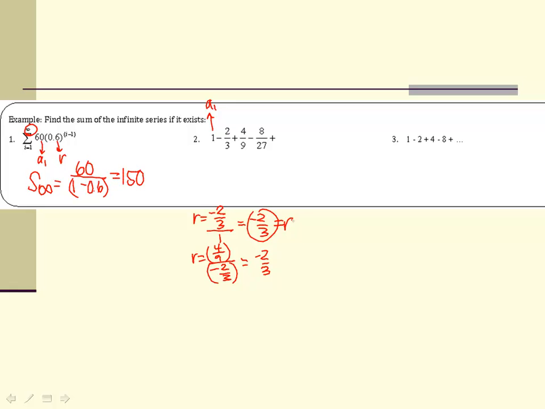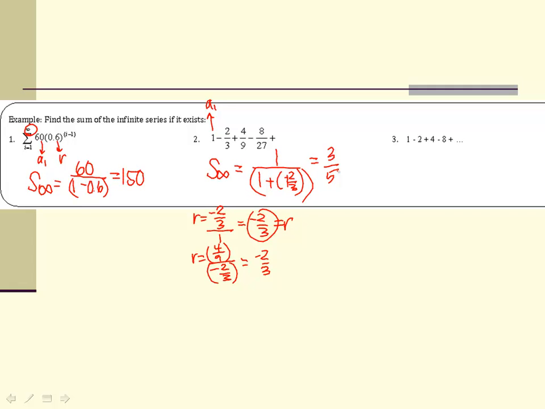And since I know the value of r, I'm looking at this value. This is -0.6 repeating. Is that between -1 and 1? The answer is yes. And since this is between -1 and 1, I can take my infinite sum. So I take my first term divided by 1 minus a -2/3, which is really plus 2/3. And if I stick it in parentheses, I end up getting 3/5.